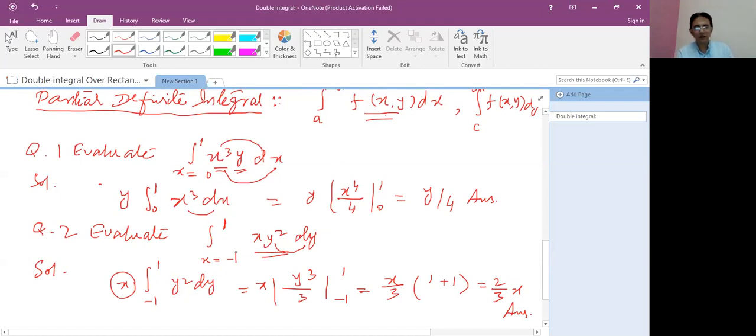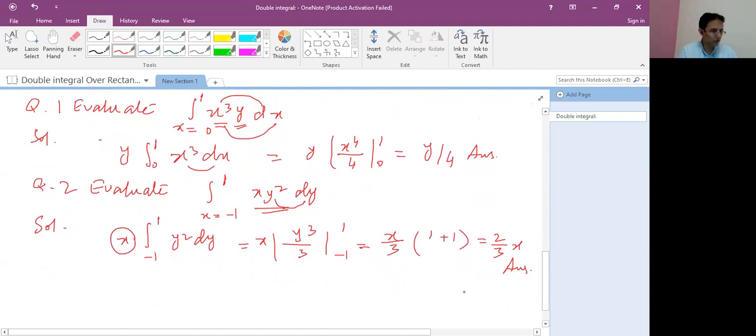Similarly, if the function is given in two variables, and you integrate only with respect to y, keeping x fixed, we write the variable x outside the integral, and integral from minus 1 to 1 of y square dy. So the integral value is y cube over 3. This type of integral is also called partial definite integral.